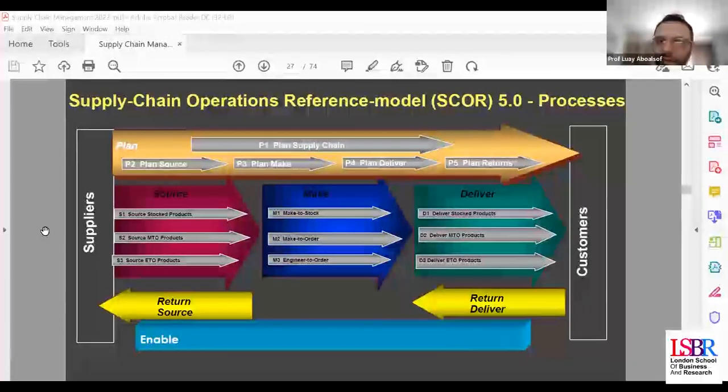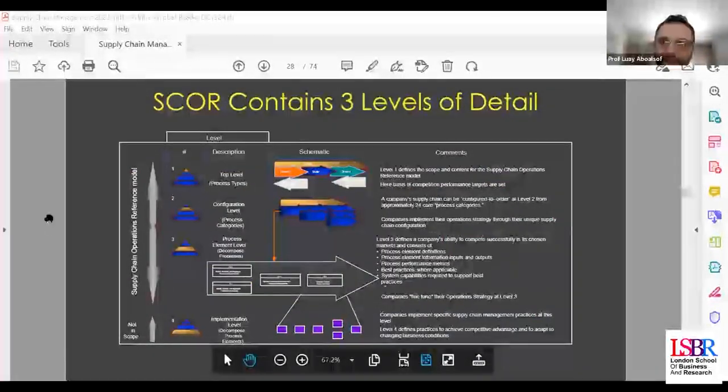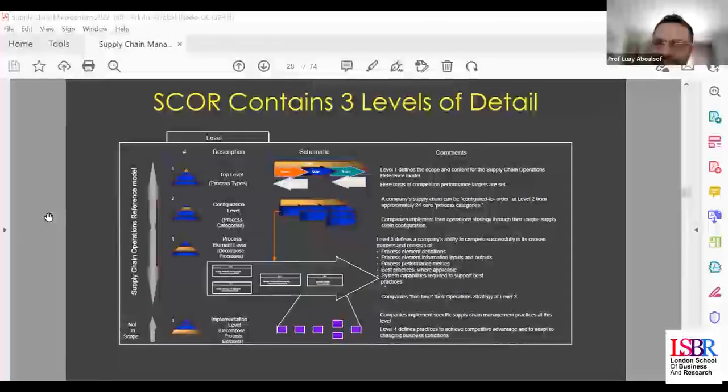So this is how the SCOR model looks like. Basically, it's the plan overall. And then you have the source, make, and deliver on multiple occasions. And then the return is how you work. We're going to design one on the screen very soon. SCOR contains three levels of detail. Level one is the top level. Level two is the configuration level. Level three is the process element. Then a schematic and comments. We're going to design two or three together today anyway.